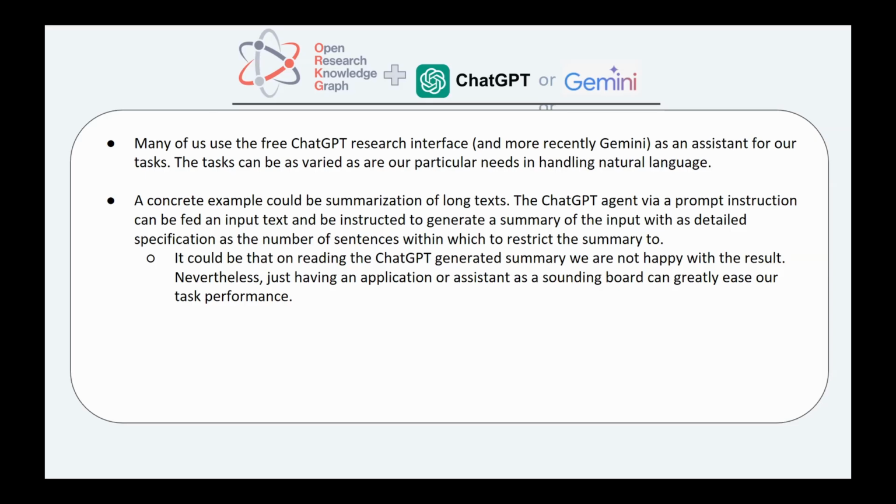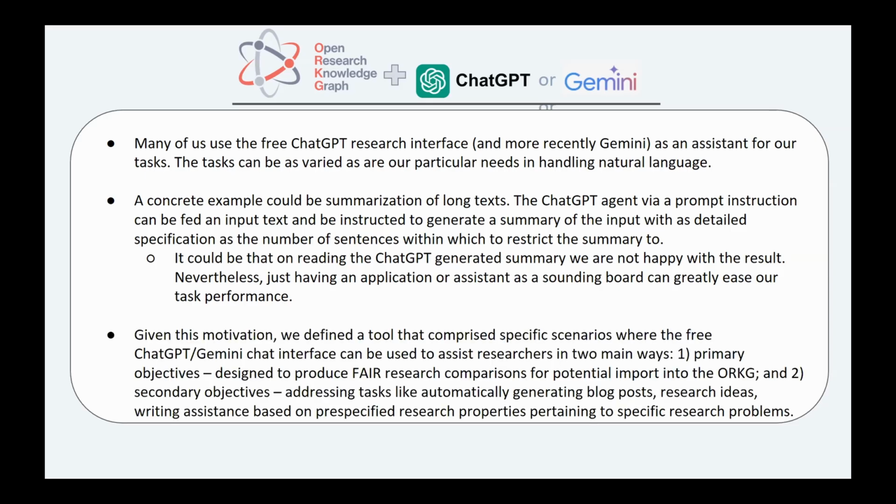So specifically, what I mean by that is that we defined a tool that comprised specific scenarios where these conversational AI agents can be used to assist researchers. So here we defined 2 different classes of objectives. One was primary objectives, and the second was secondary objectives.